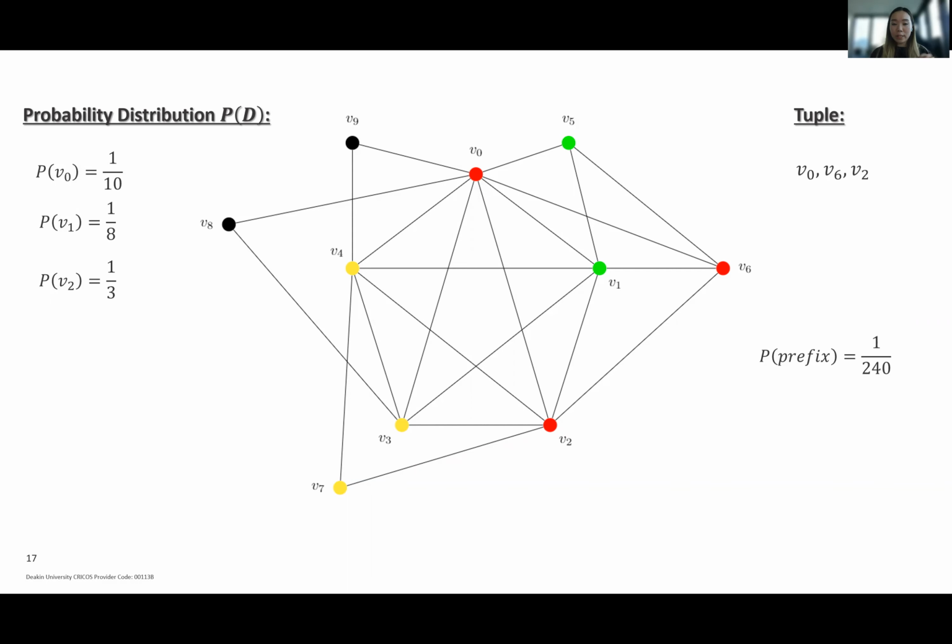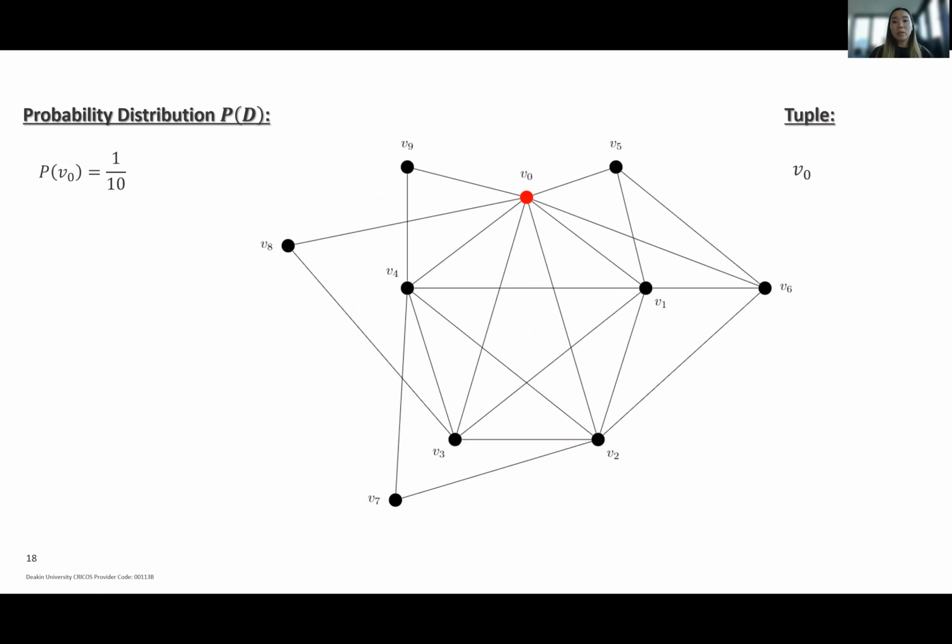So then we're stuck there. That will be just a prefix, because we can't extend that any further to give us a good tuple. Our probability for this prefix, we multiply all the probabilities together, we get 1 over 240. All right, so we start over, and then we start from V0.